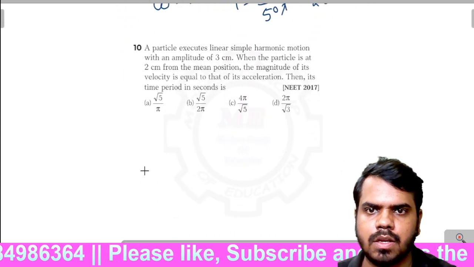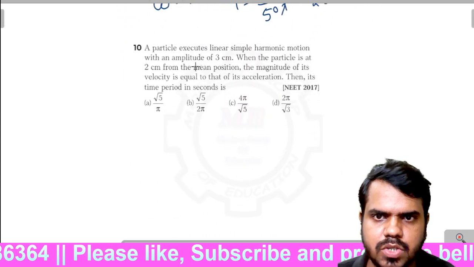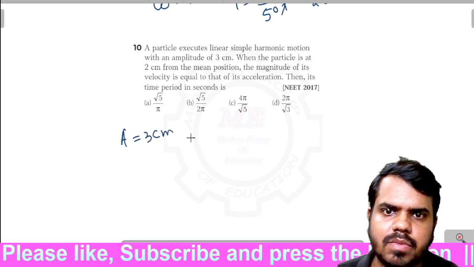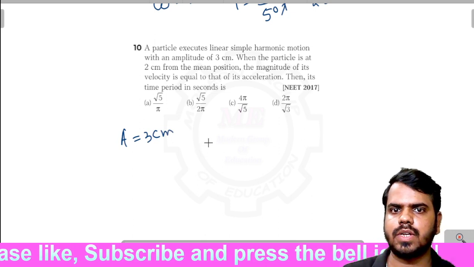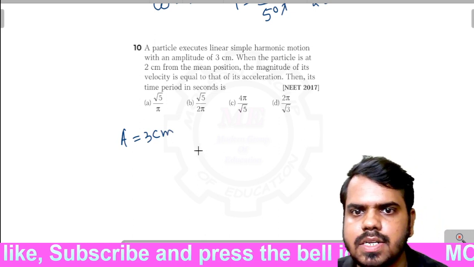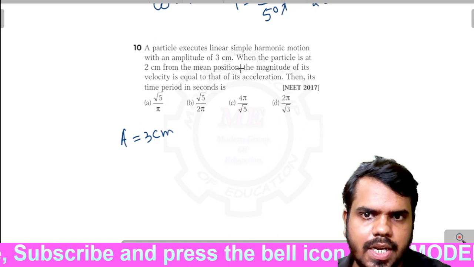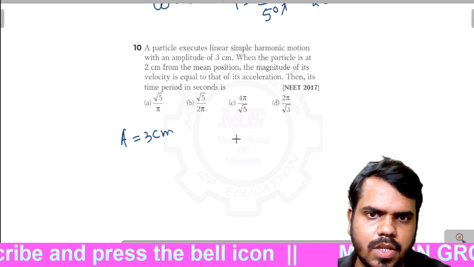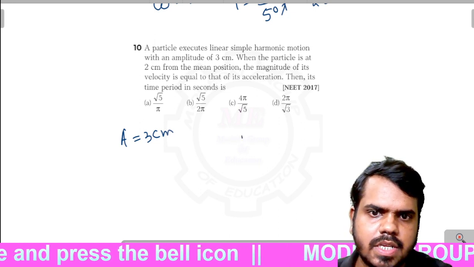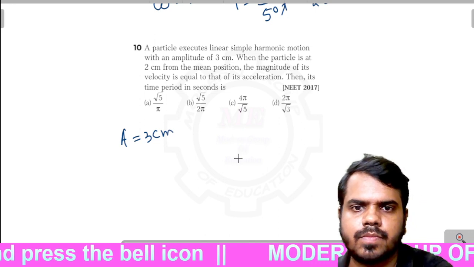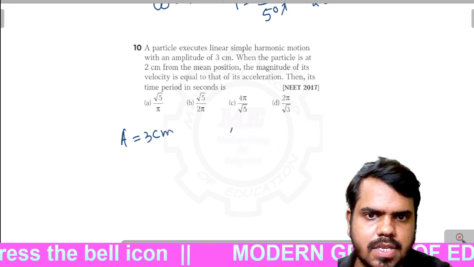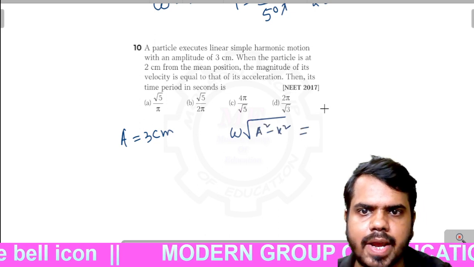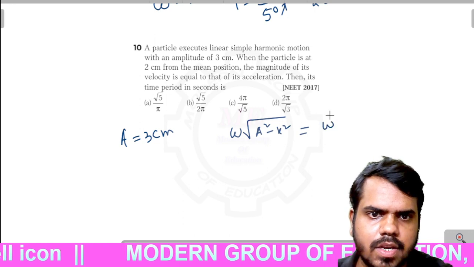Question 10. A particle executes linear simple harmonic motion with an amplitude of 3 cm. That means amplitude is 3 cm. When the particle is at 2 cm from the mean position, the magnitude of its velocity is equal to that of its acceleration. Then what is its time period in seconds? So the magnitude of velocity is plus minus omega into root over a square minus x square, and this will be equal to the acceleration, omega square x.